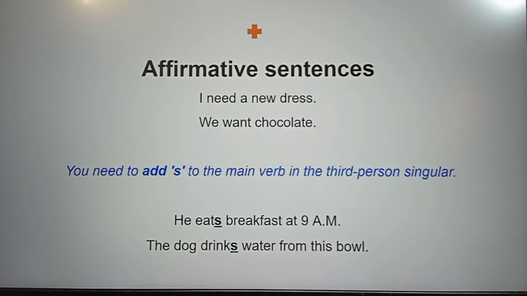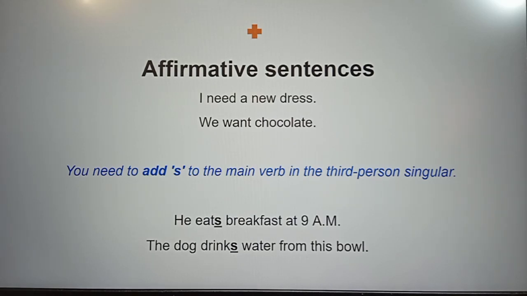Present simple. The present simple is one of the most common tenses in the English language. It is used to talk about habits, facts, and routines. The present simple form of almost all verbs is the basic form of that verb, except the third person singular.